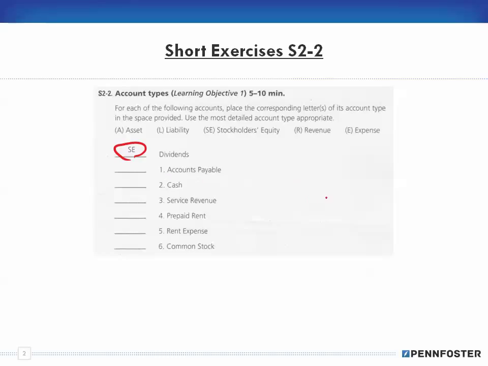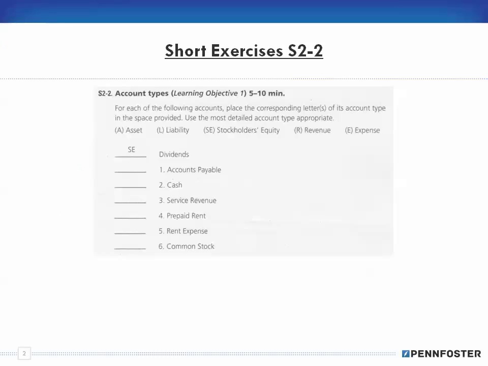wait to see whether they have a profit or loss. And if they have a profit, they'll pay the dividend. If they have a loss, they generally don't. So I would either put stockholders' equity here, but notice you don't have a profit or loss account here. So that's why there's a choice for profit or loss. That's why they're choosing stockholders' equity.